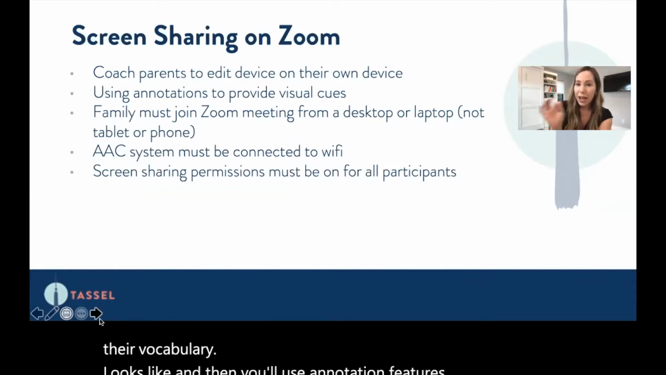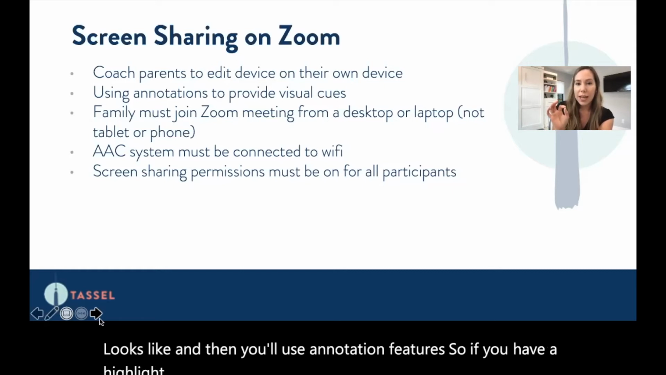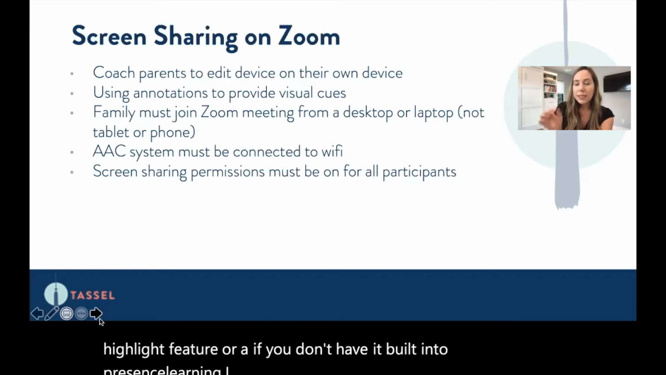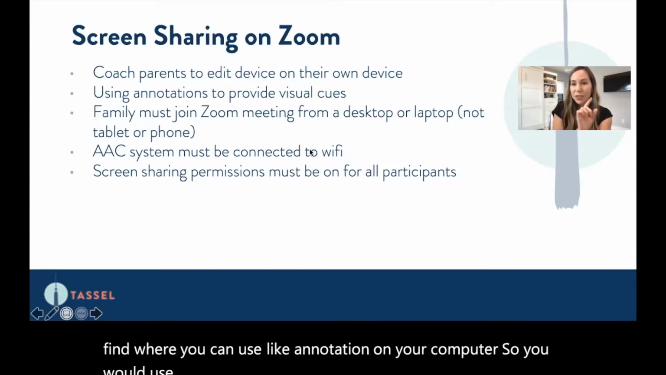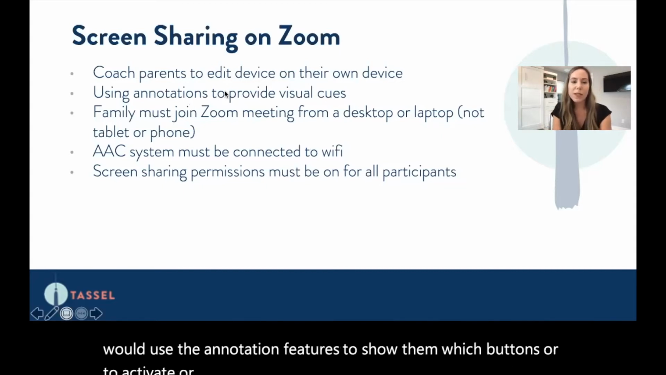So like if you have a highlight feature, and if you don't have it built into Presence Learning, I believe there are some plugins that you can find where you can use annotation on your computer. So you would use the annotation features to show them which buttons to activate or which words to say or which words to model.